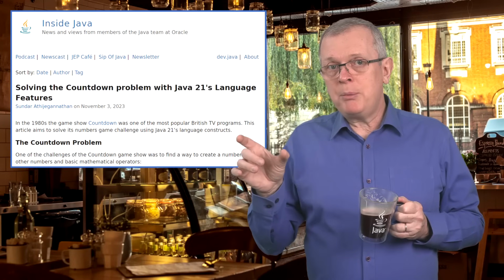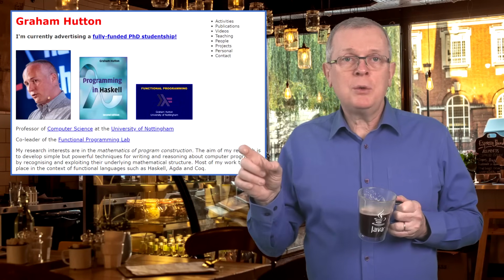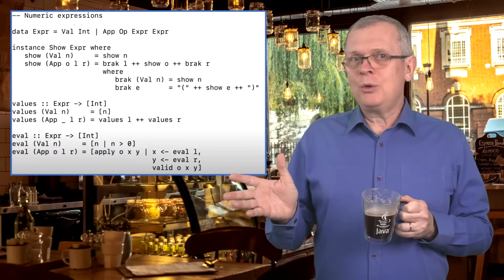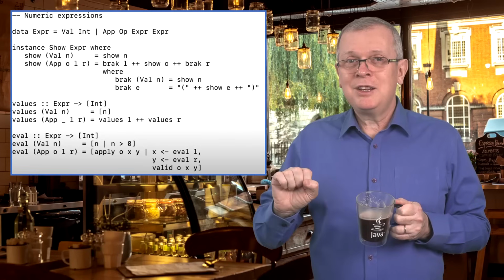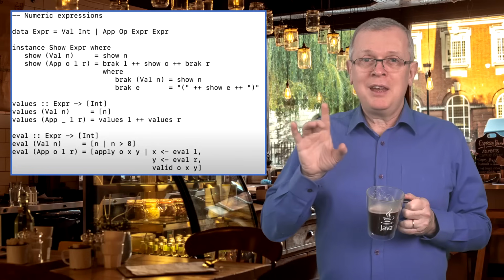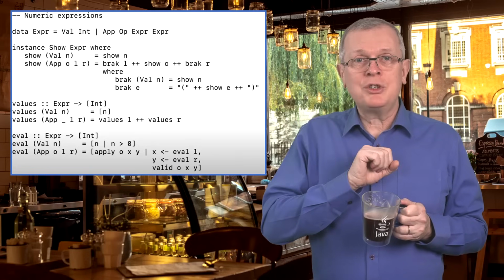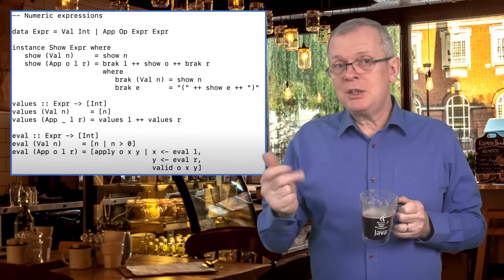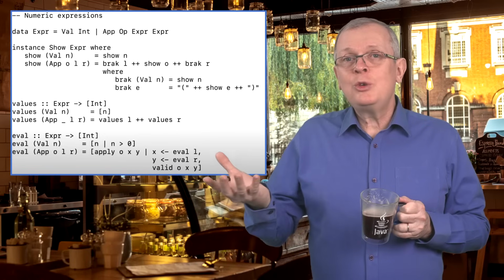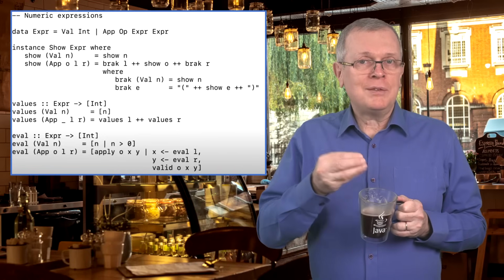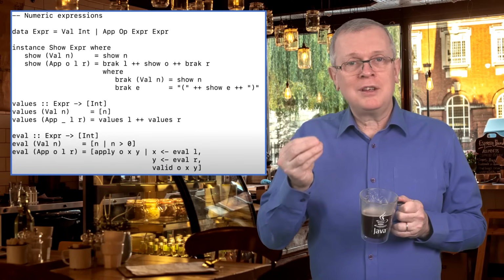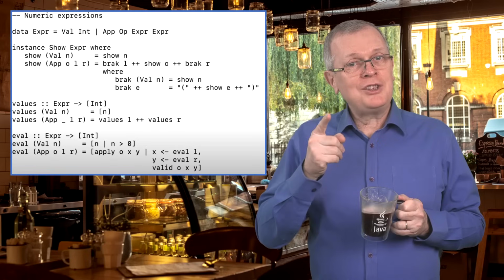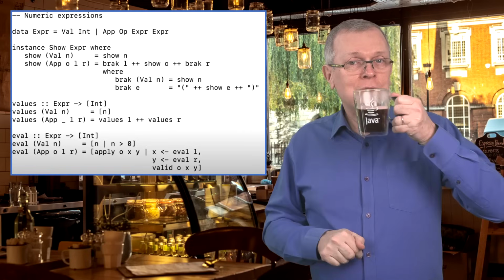Sundar chose a video published by Professor Graham Hutton, in which he writes a piece of Haskell code to solve the countdown problem. The result looks really nice in Haskell, with a very compact and clean syntax to describe the solution of the problem. And with the features recently added by the project Amber to the Java platform, like records, sealed types, and pattern matching, one could wonder what it would look like to write the same code in Java. So this is exactly what Sundar is doing, and the result is actually pretty amazing. You should definitely check it out. All the links are in the description.